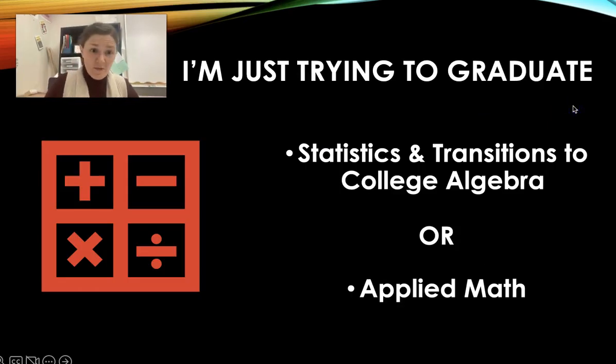So if you're just trying to graduate, here are some great options for that 4th math credit. Statistics and Transitions to College Algebra. First semester is statistics, second semester is transitions to college algebra. Especially if you know that you're college bound, but you know you need some more support before you go into those college level classes, that's a great option.